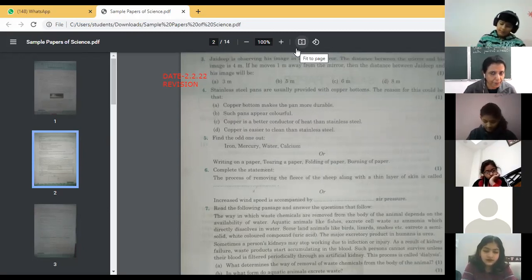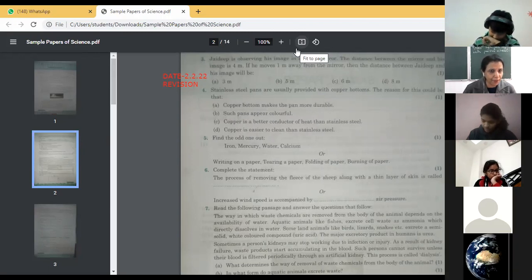Yes, Nishchay, again you have raised your hand. Yes, ma'am. The distance between the mirror and Jaideep is 4 meters. And if he moves 1 meter away, the distance of his image will also change, and it will be 6 meters. No, again, why are you saying 6 meters? If he moves 1 meter away from the mirror. Ma'am, it's 5 meters. Now listen to me carefully. The distance between the mirror and image is 4 meters. If he is moving 1 meter away, what is the distance between the mirror and image? 4 plus 1, how much is it? 5. It is 5 meters.